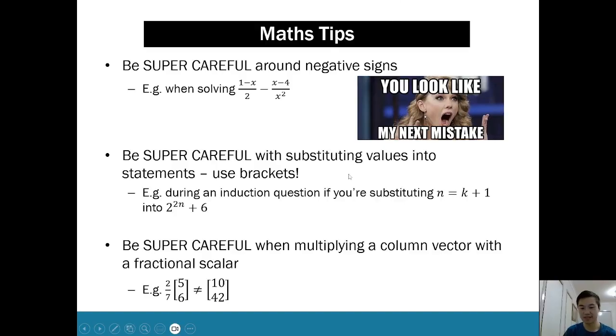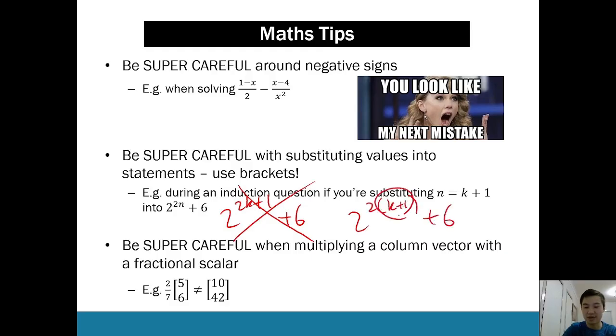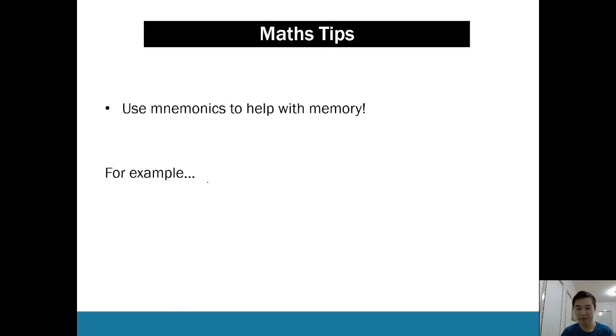So yeah, for example, in this induction question, if you're substituting n equals k plus 1 into this thing, don't do 2 to the power of 2k plus 1 plus 6. That's wrong. You want to do 2 to the power of 2 times (k plus 1) plus 6. You want to substitute it into brackets when you're doing substitutions like that.